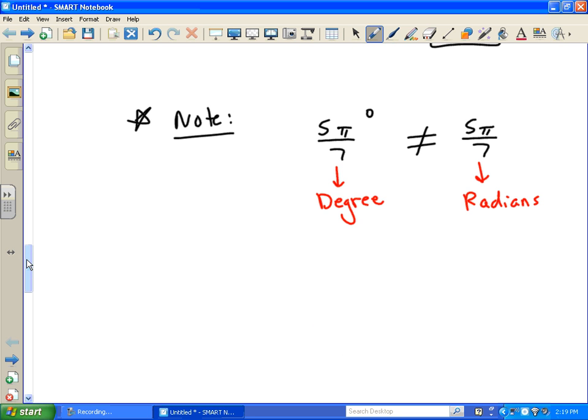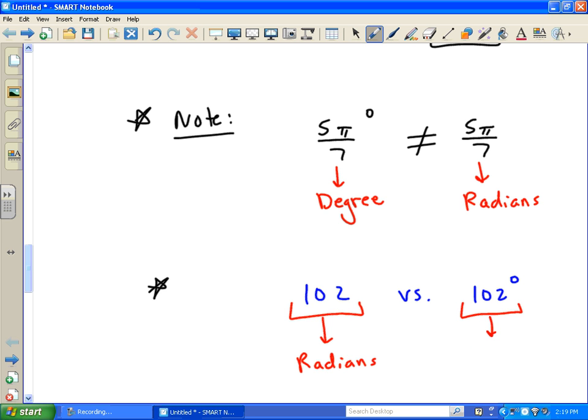Okay, also make sure that you know that radians don't necessarily have to have a pi in them. So in other words, if I say 102 versus 102 degrees, this 102, because there are no units, is understood to be in radians. You wouldn't necessarily know it's in radians because there's not a pi with it. It's okay, it doesn't have to have a pi with it. You know it's in radians because there's no symbol. This one over here you know is in degrees because of your symbol. Okay, this concludes our lesson on radians.